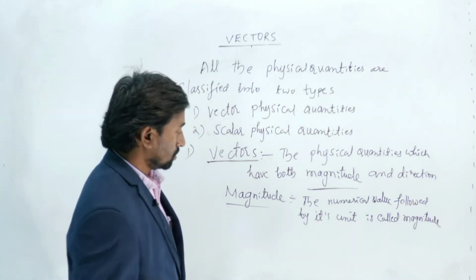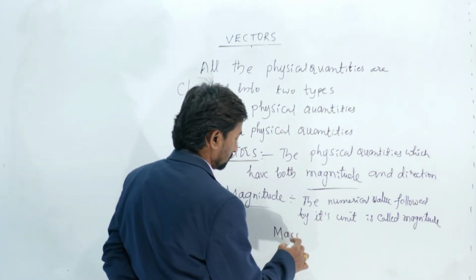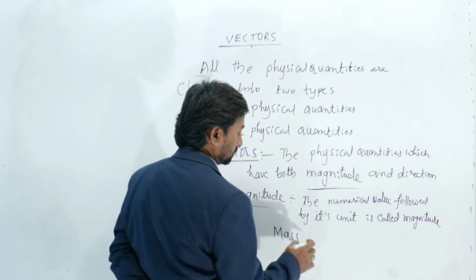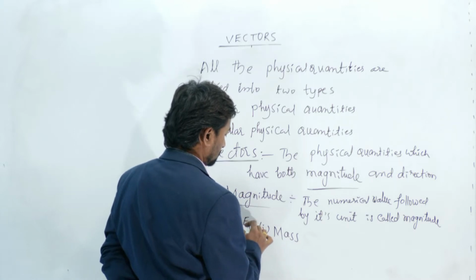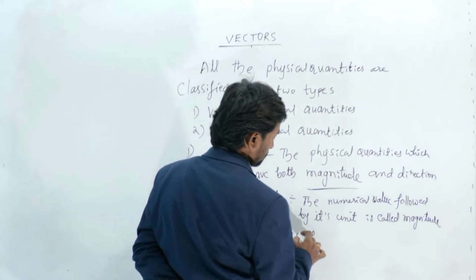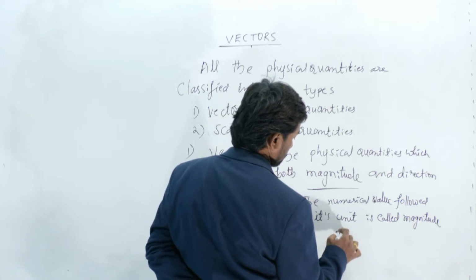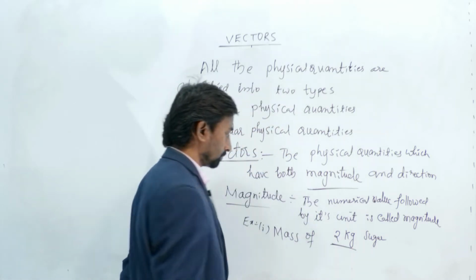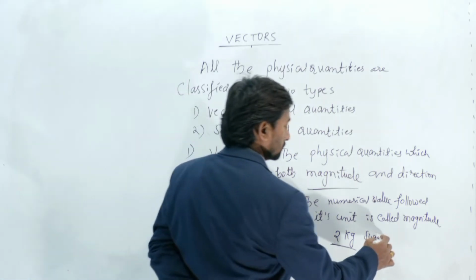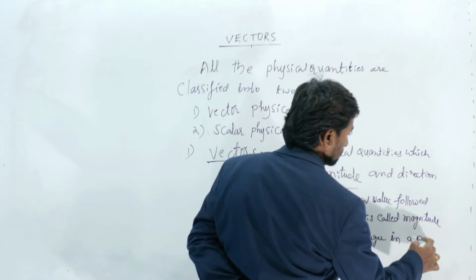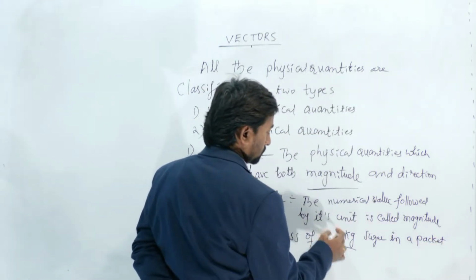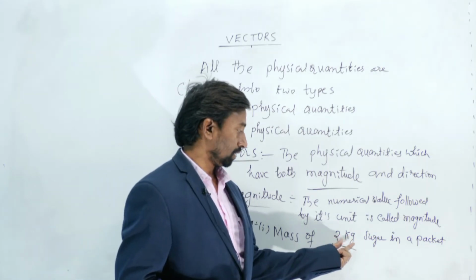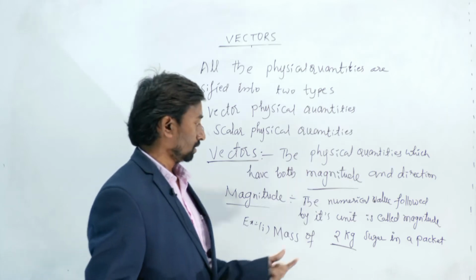Like mass, it will be measured in kgs. For example, the mass of 2 kg sugar in a packet. The sugar in the packet is 2 kg. Here 2 is the numerical value, followed by its unit kg. That is called the magnitude.